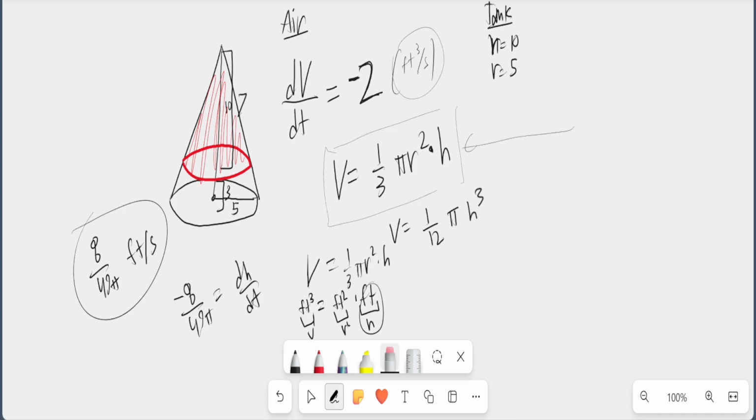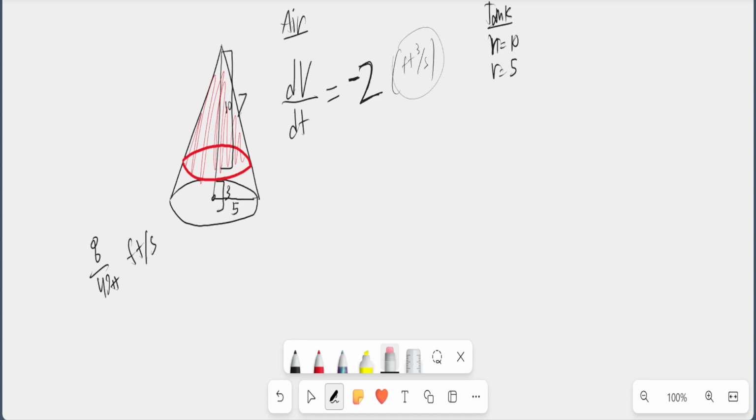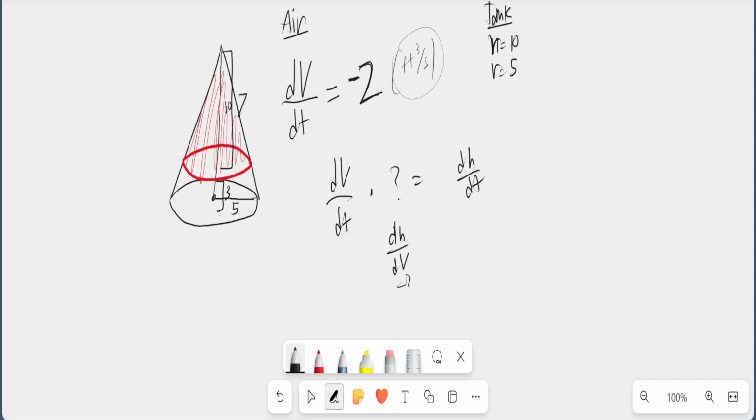So if we have dv dt, and this is another way. That's why I showed you guys the chain rule all those other times, because it's another way you could do this. If we know dv dt, what can we multiply it with to get dh dt? dh over dv. Yeah. So the change in height with respect to volume, right? If the volume grows some amount, how much does the height grow? Anyway, okay.